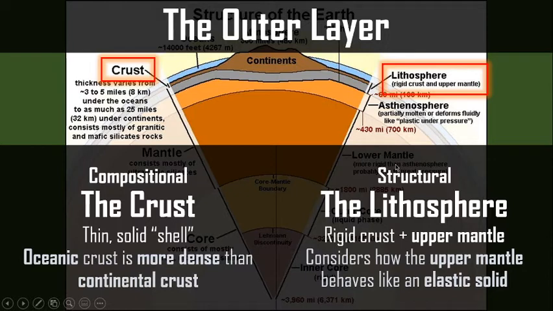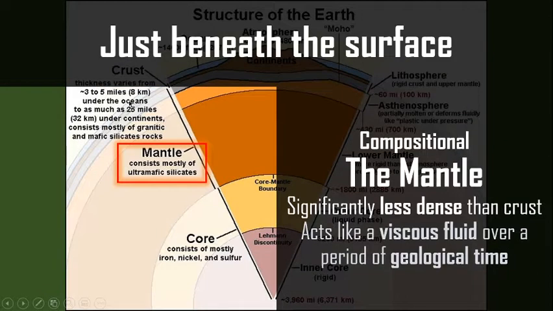Again, if it's rigid and is on the outer surface of the Earth, it's called the lithosphere. So this includes the crust, what's defined by this term, the crust, as well as the upper mantle, the rigid upper mantle. So it considers how the upper mantle behaves like an elastic solid. Since the upper mantle is very rigid and very solid, it's still considered part of the lithosphere.